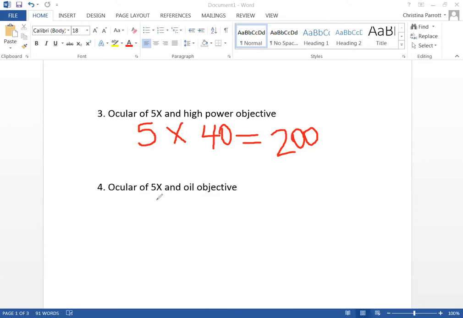Number 4, I have an ocular with a magnification of 5, and I'm using the oil objective. The oil objective gives me a magnification of 100. So 5 times 100 is 500 total magnification.